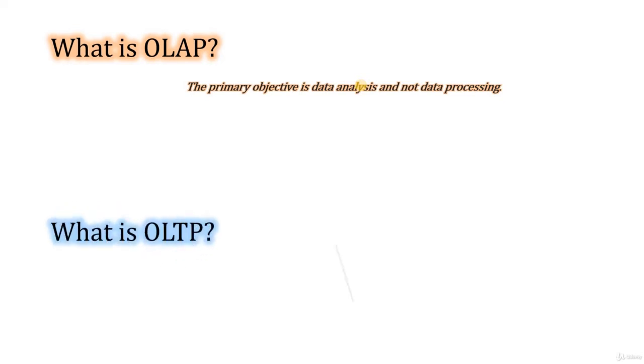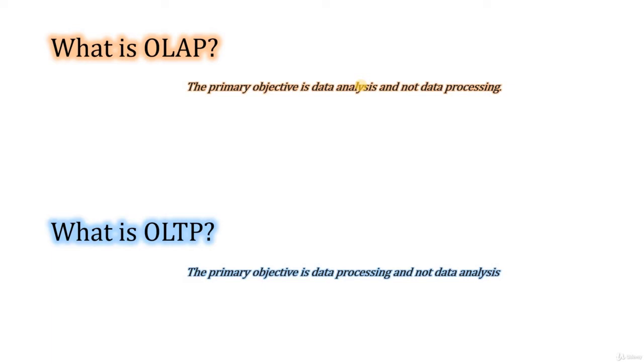What is OLTP? The primary objective of OLTP is data processing and not data analysis. Online transaction processing, shortly known as OLTP, supports transaction-oriented applications in a three-tier architecture. OLTP administers the day-to-day transactions of an organization.